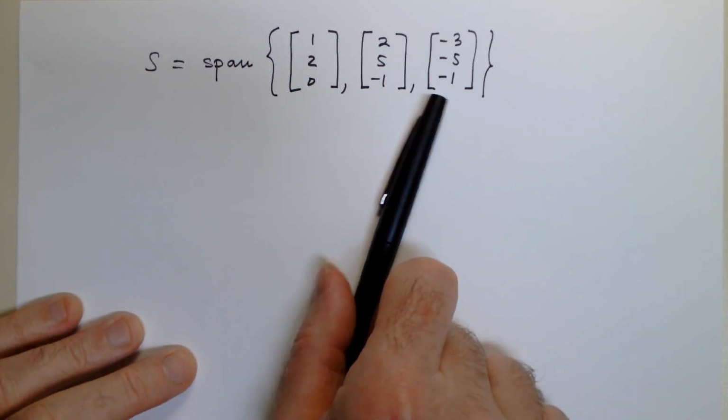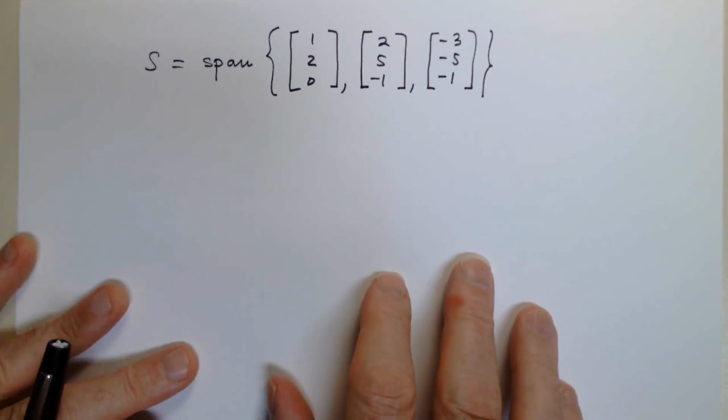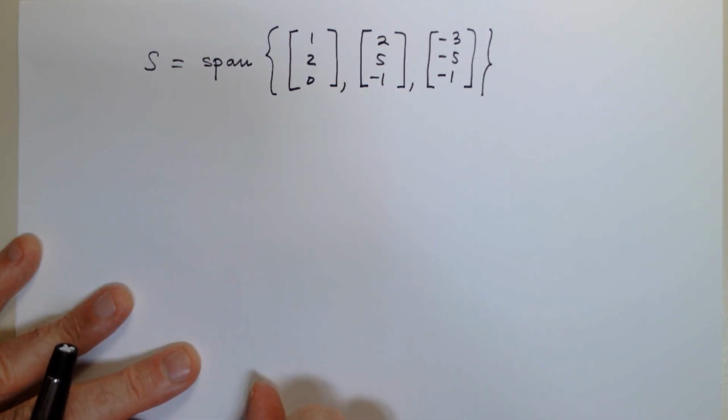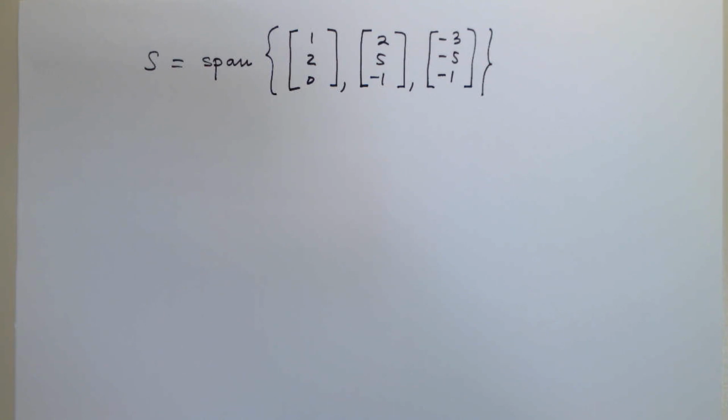All right, welcome back to the document camera. In this problem, we're supposed to produce a basis for this subspace S in two different ways. Now I will show you how we can do this using our so-called row method, and then I'll show you how we can do this using our column method. And this will produce two very different bases for the subspace S.